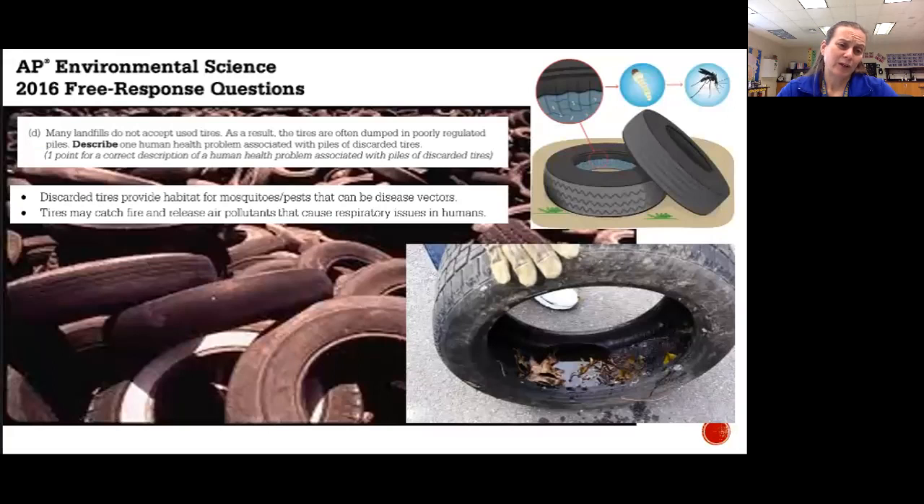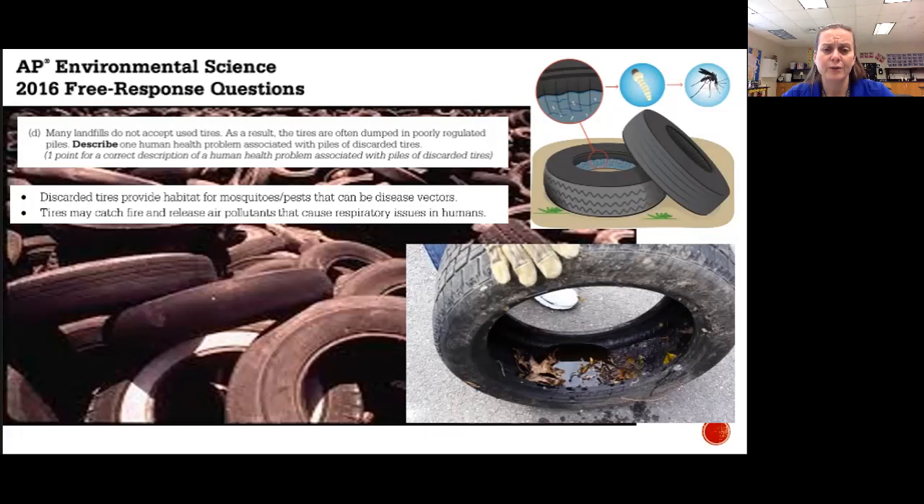So this was a question in 2016 on the AP Environmental Science exam. They said many landfills do not accept used tires, so they're often dumped in poorly regulated piles, and it asks to describe one human health problem associated with piles of discarded tires. So I bring this up because this was absolutely an out of left field question. Nobody expected it, nobody prepped for it. There's frequently a weird question like this on the AP Environmental Science exam. It's a question you can't predict or plan for.